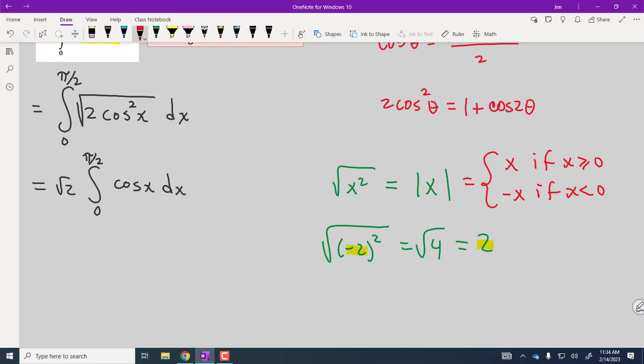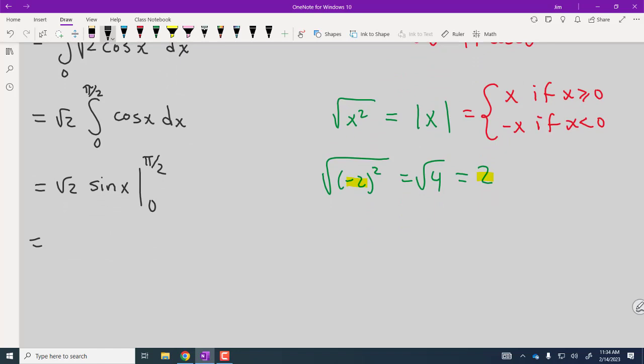On this interval, 0 to pi over 2, is cosine positive or negative? Positive. If you're in quadrant 1, 0 to pi over 2, cosine is positive. So that's why we can do this. Because cosine is, in fact, positive on that interval that we're integrating on. So this is going to come up again. So if that's not 100% clear, don't worry yet. So this will be square root of 2. Sine of pi over 2 is 1. Sine of 0 is 0. So we'll get square root of 2.